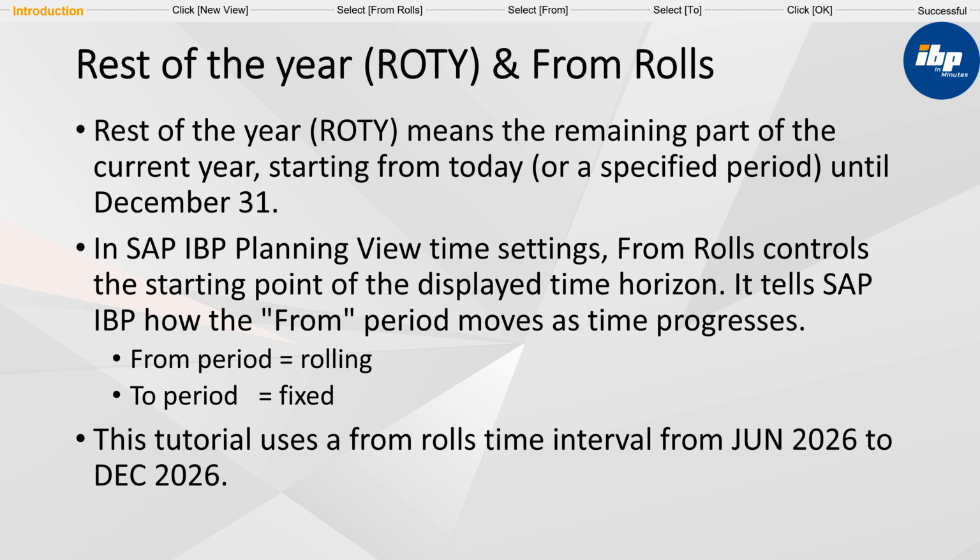Next, consider the rest of the year and From Rolls example. Rest of the year means the remaining part of the current year, from today or a specified period until the end of the year. From Rolls means the from period rolls forward over time, while the to period stays fixed. In this tutorial, the example interval runs from June 2026 to December 2026.